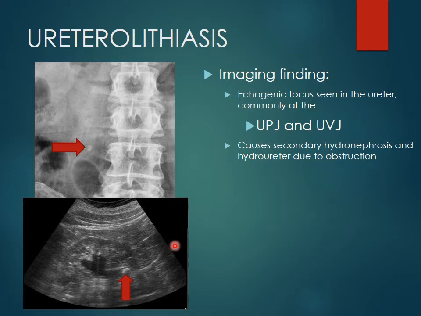By ultrasound, this would appear as an echogenic focus, as being pointed out by the red arrow in the proximal ureter. For this patient, there is also secondary hydronephrosis and hydroureter due to the obstructing ureteral stone.